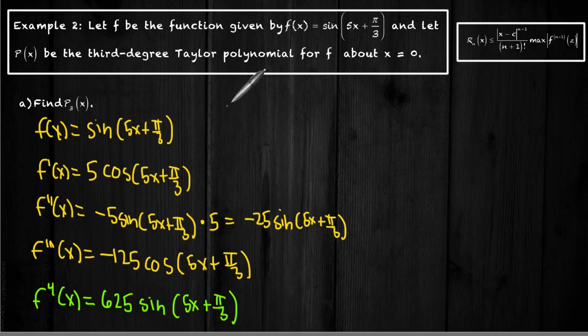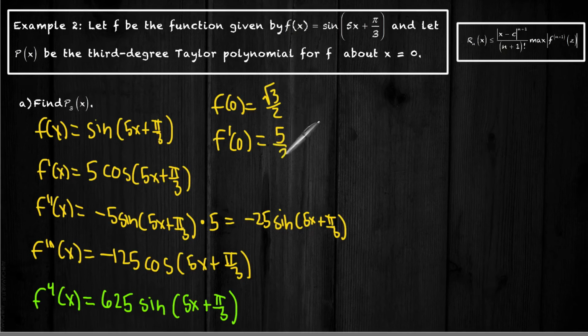So we're going to plug in 0 into all of these derivative values. So f of 0 is simply going to be the sine of pi over 3. That's going to be your sine of 60, so that's root 3 over 2. And then f prime of 0 is going to be 5 times cosine of 0 plus pi over 3. So the cosine of 60 is 1/2 times 5, so that's going to be 5 halves.